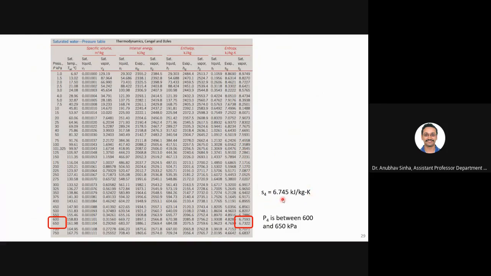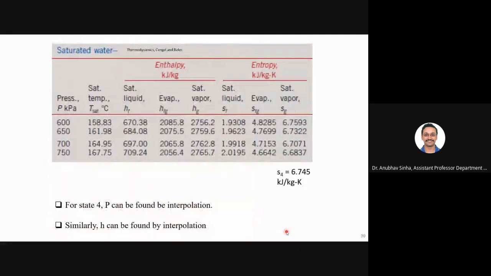I will see which entropy is matching this. In most cases you will not get an exact match, but you will get an upper and lower range. I see that 6.745 is what I am looking for. I get 6.75 and 6.73, so S4 is in between these two. These values are for pressures 600 and 650. This is a saturated table, so this is what we should look for. S lies between these, so the pressure will lie between 600 and 650. So again you can interpolate.